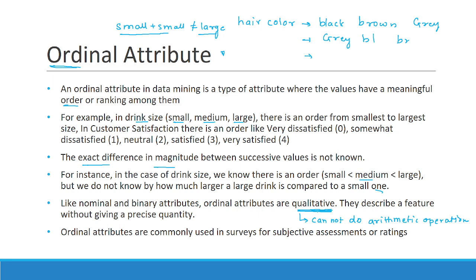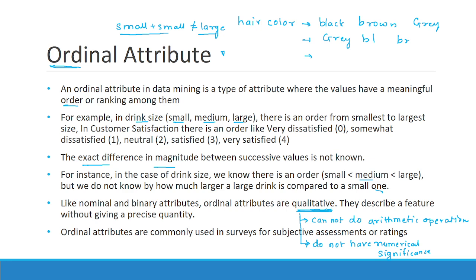So qualitative attributes are the attributes on which you cannot perform arithmetic operation, and they do not have any numerical significance. Got it? Yes ma'am. So in this case, these nominal and ordinal attributes both represent this qualitative feature. Both are qualitative attributes.